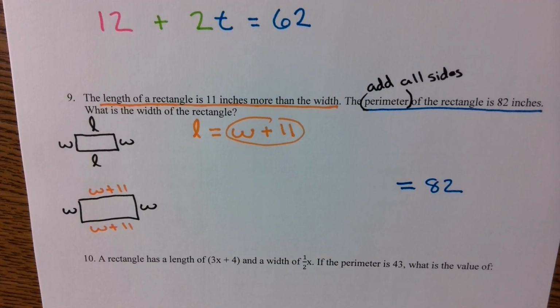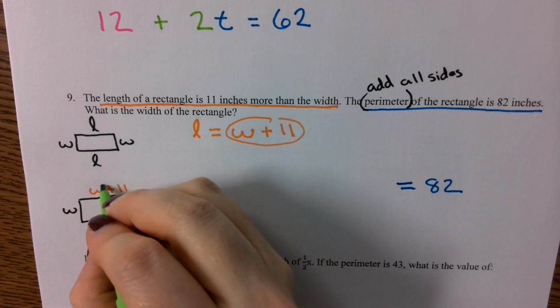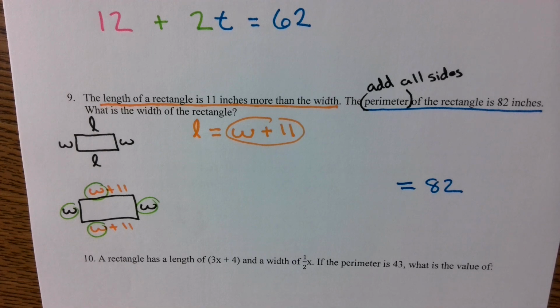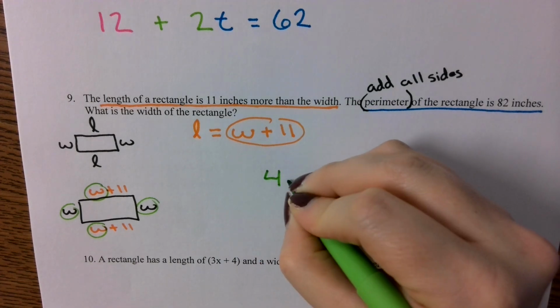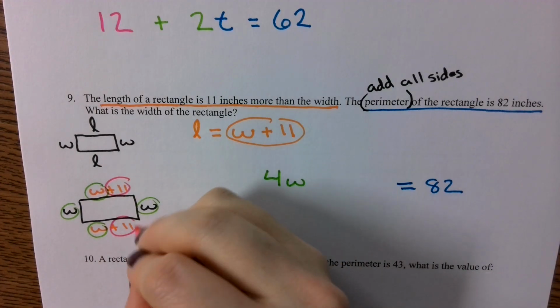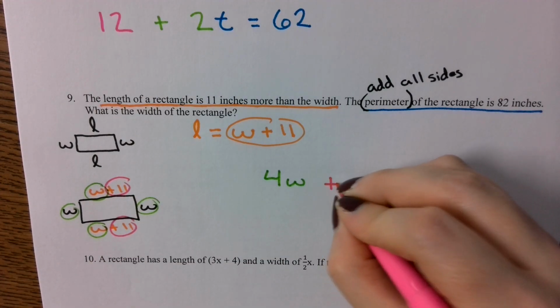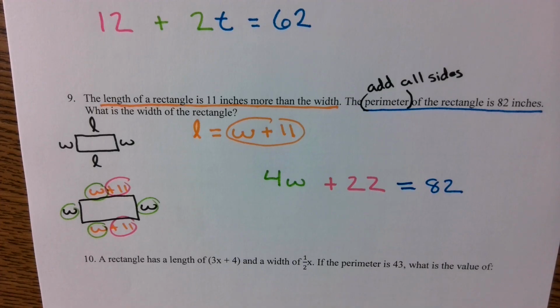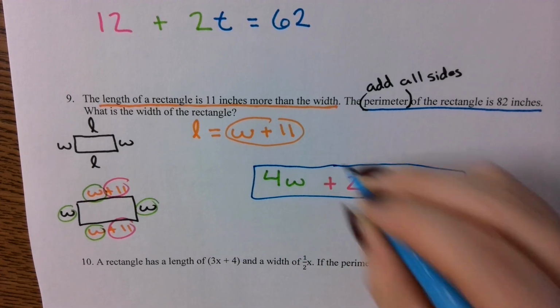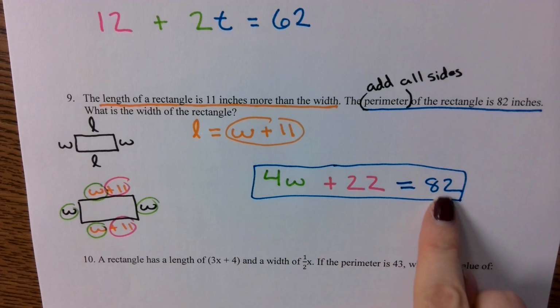Now I can go ahead and create my equation. Remember, perimeter is equal to adding all the sides together. So that means I'm going to add up all of my variables first. So I have W plus W plus W plus W. What is that going to equal? 4W, right? We have 4W. And then we've got our constants. We've got 11 plus 11, which is going to equal 22. So plus 22. So there's my equation to solving for the width. That if I do 4 times W plus 22, it's equal to 82.